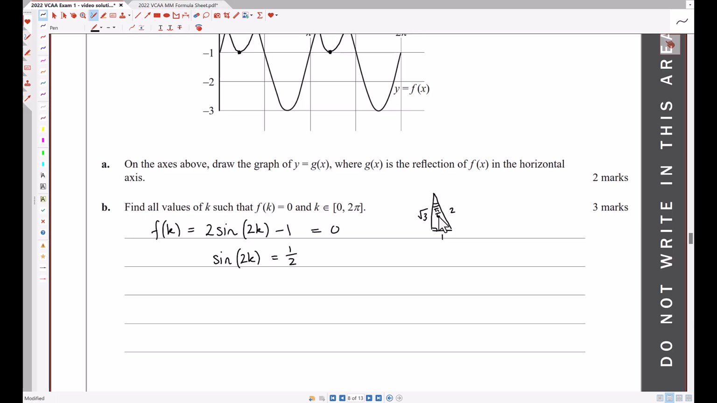We then need quadrants. We want our solutions for k to be between 0 and 2 pi. Okay, but we're originally not getting solutions for k. Our solution is going to equal 2k, which means those solutions need to be between 0 and 4 pi.